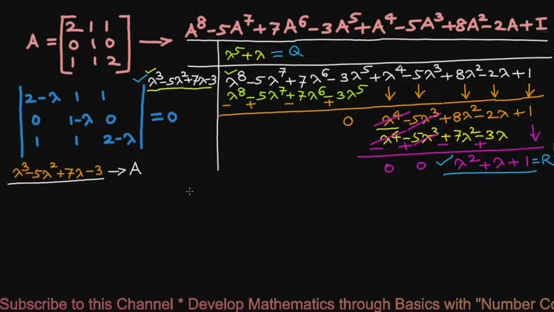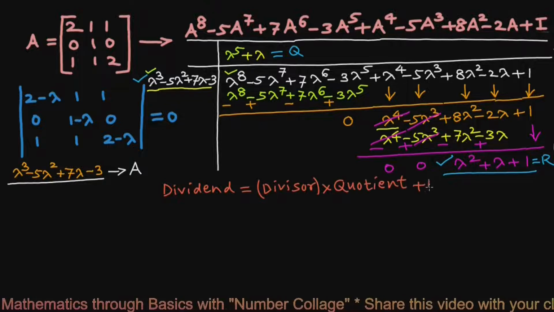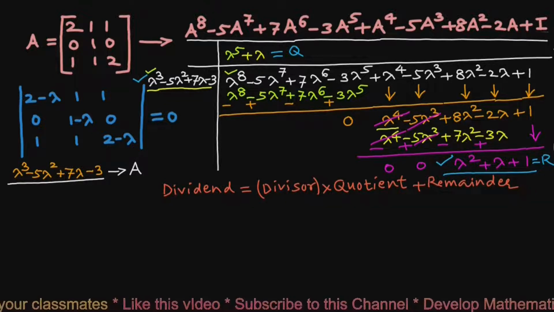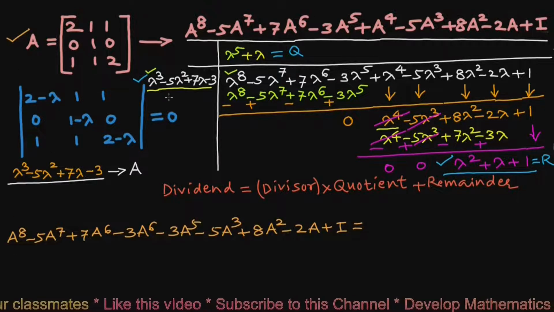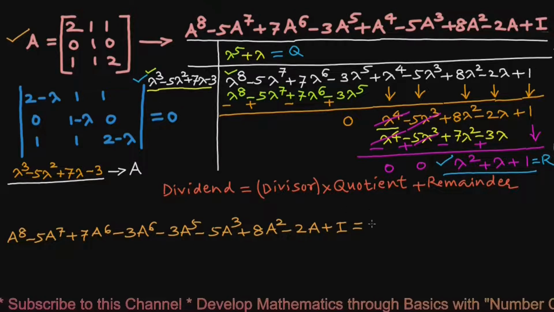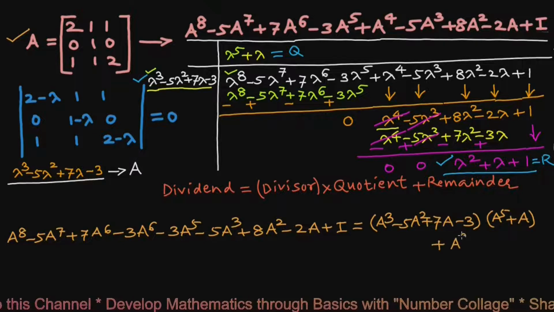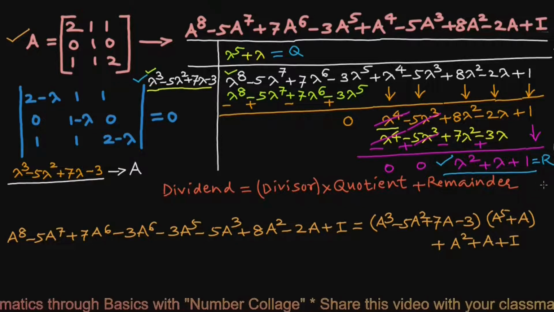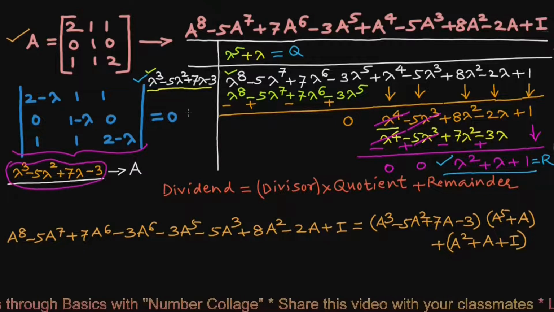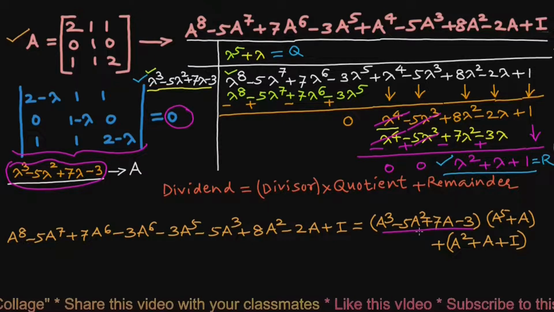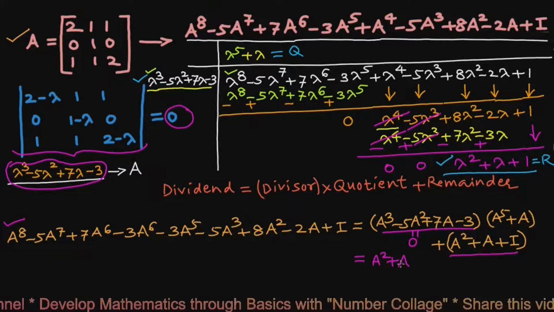Now we write this long division in terms of dividend equals divisor into quotient plus remainder, which is the division algorithm that we know. In terms of the matrix A, the dividend equals the divisor, after putting A in place of lambda, multiplied by the quotient A^5 + A, plus the remainder A^2 + A + I, writing I in place of 1. But the expansion of the determinant, which is the characteristic equation, is 0. So the divisor will be 0, and the whole expression of the dividend becomes only A^2 + A + I.